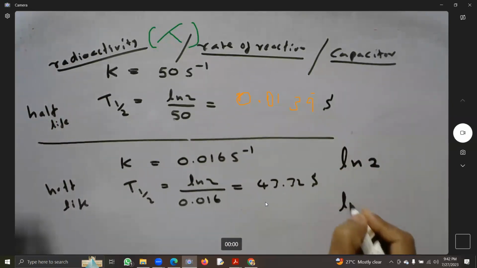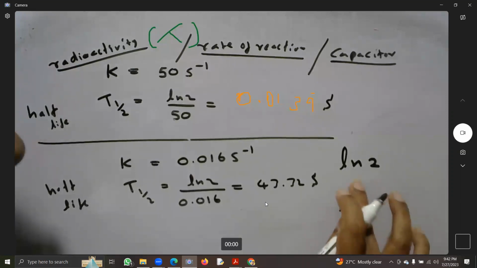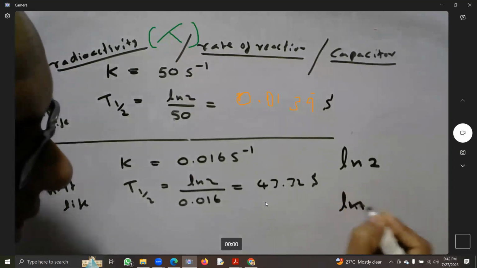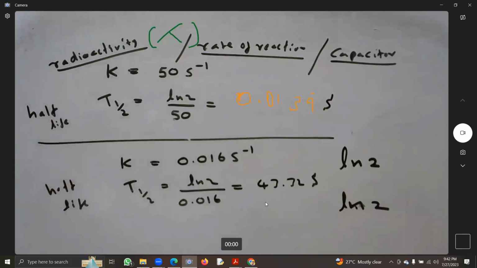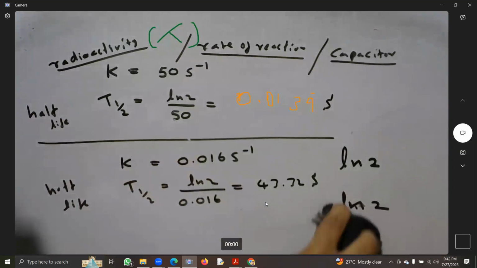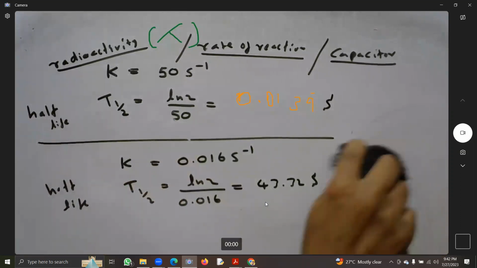No, not like this. Don't write like that. Parallel to Ln, we write a two there. That's how we write Ln. Not Ln to the power two. Ln two is a number for you. For chemistry and physics purposes, it's just a number.